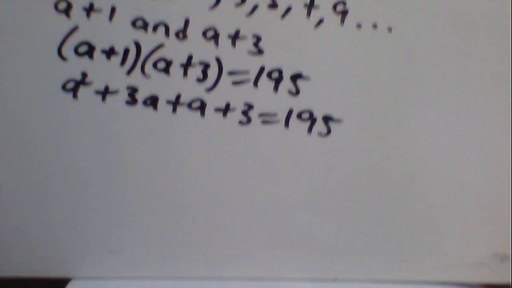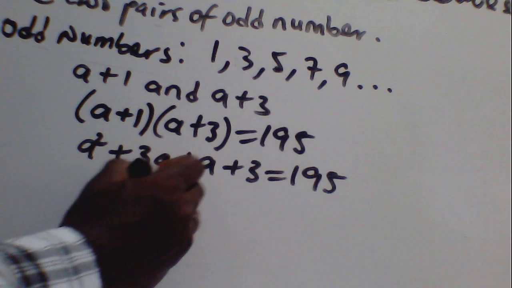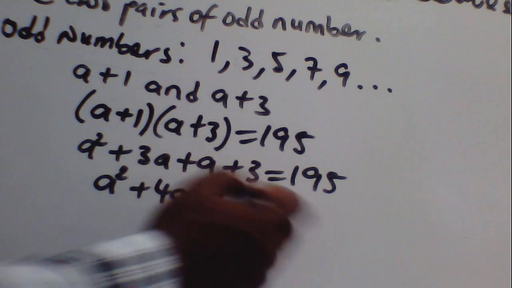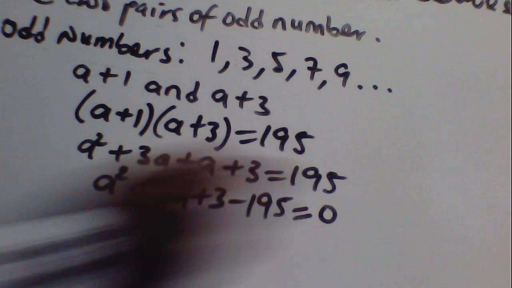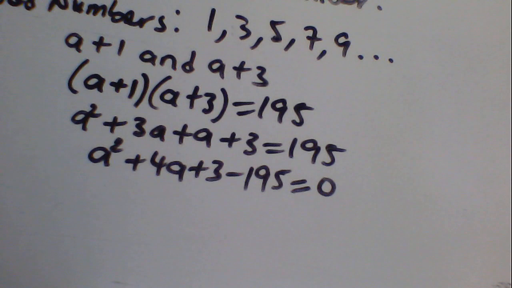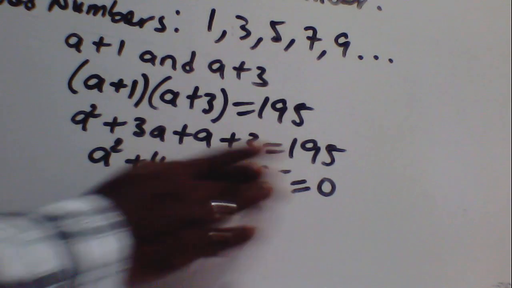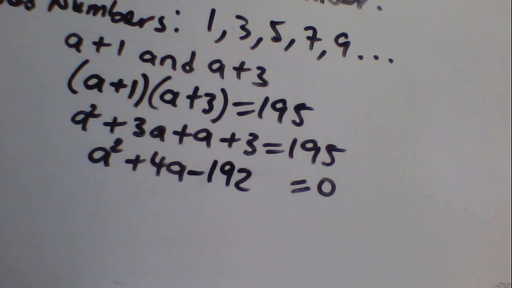So the next thing is to combine like terms. If you do that, you have A raised to power 2 plus 4A plus 3. 195 crosses the equal sign, it becomes minus 195, and it leaves 0 on the other side. So from here, 3 minus 195 will give us minus 192. So I can replace this with minus 192 because we don't have enough space. So in this case, we have A squared plus 4A minus 192 equals 0.